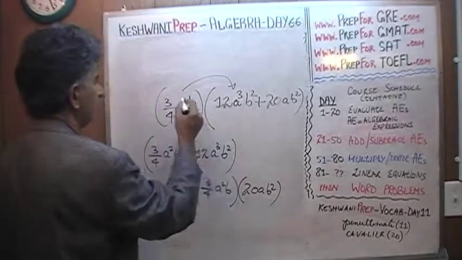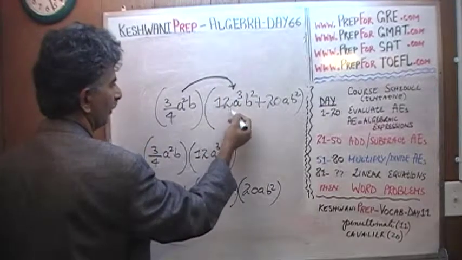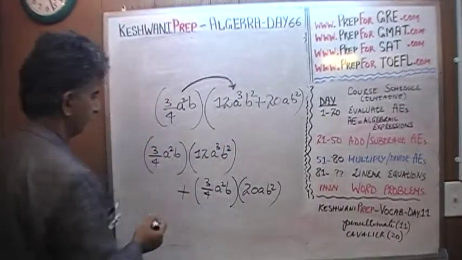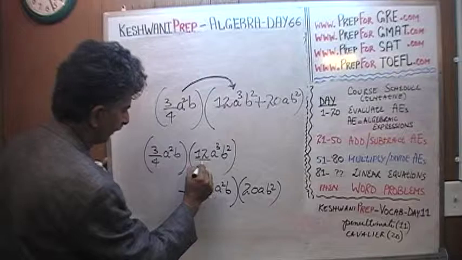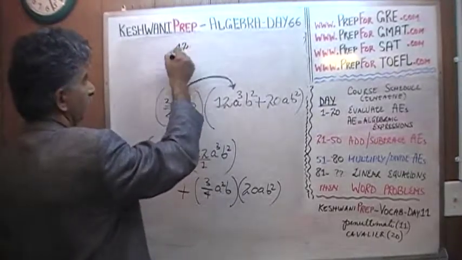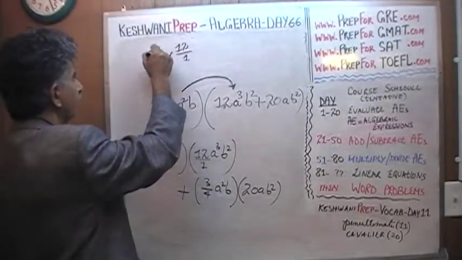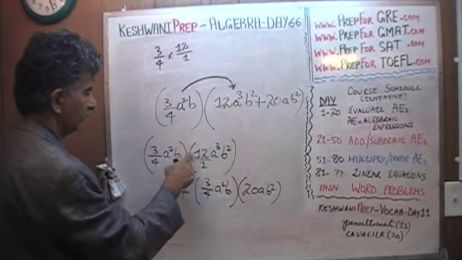So this is what we're doing right now. 3/4 times 12 a cubed b squared right here. Now this 12, you understand, has a 1 underneath it. 12 can be written as 12 over 1. It's still 12 times 3/4. 3/4 times 12 over 1.